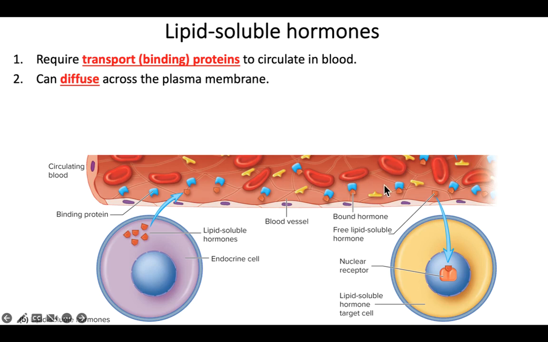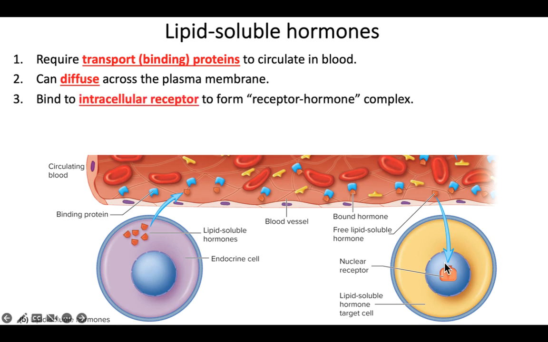Number two, because it's a lipid, notice what happens. It comes off the transporter and it goes right through the plasma membrane of the target. This is the target cell. All right, so remember your plasma membrane is a phospholipid bilayer. So if you're a lipid, you can go through the lipid bilayer. So you can go right into the target, and then that's where you find your receptor.